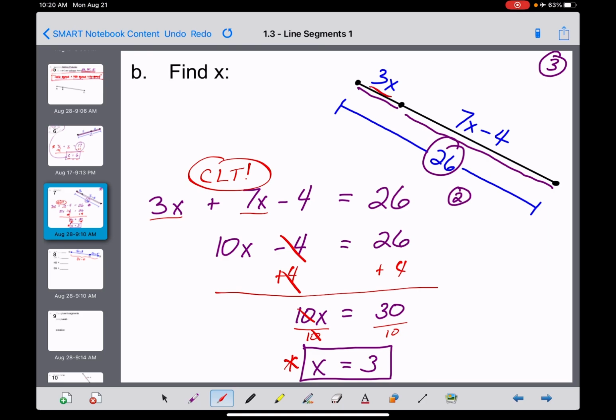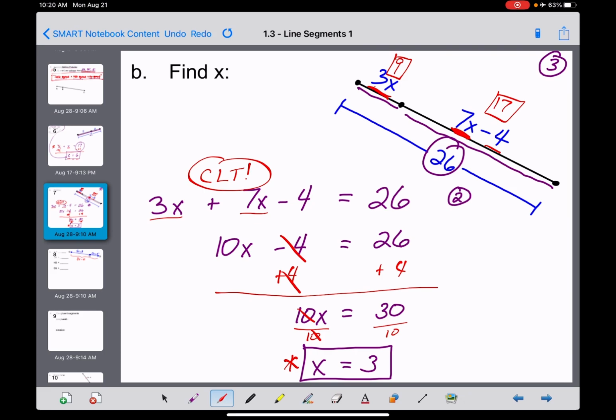So how long does that make this segment? 3 times 3 would give us a length of 9 right here for that segment. How about moving on to the right here? 7x. So 7 times 3 is going to be 21. You guys could use your calculator here if you need to. And 21 minus 4 is going to get us 17.